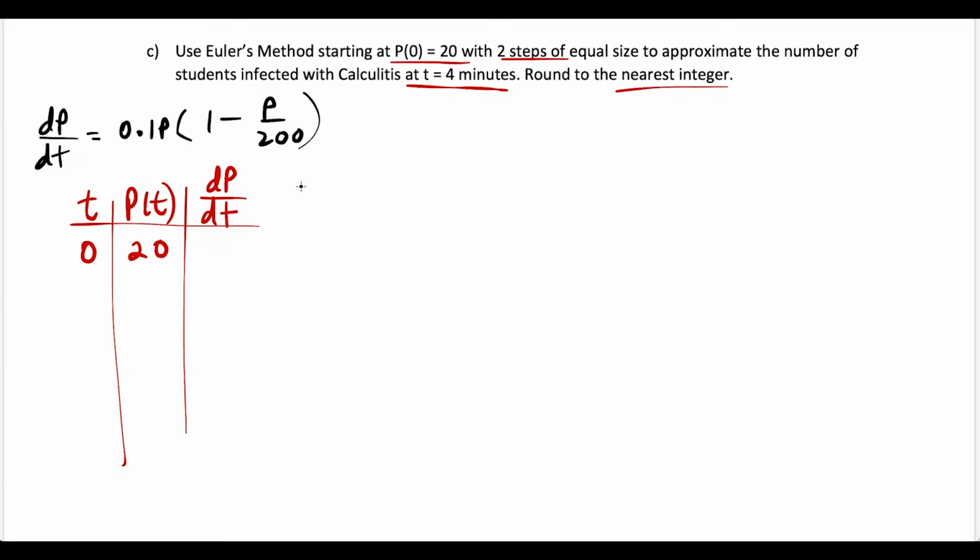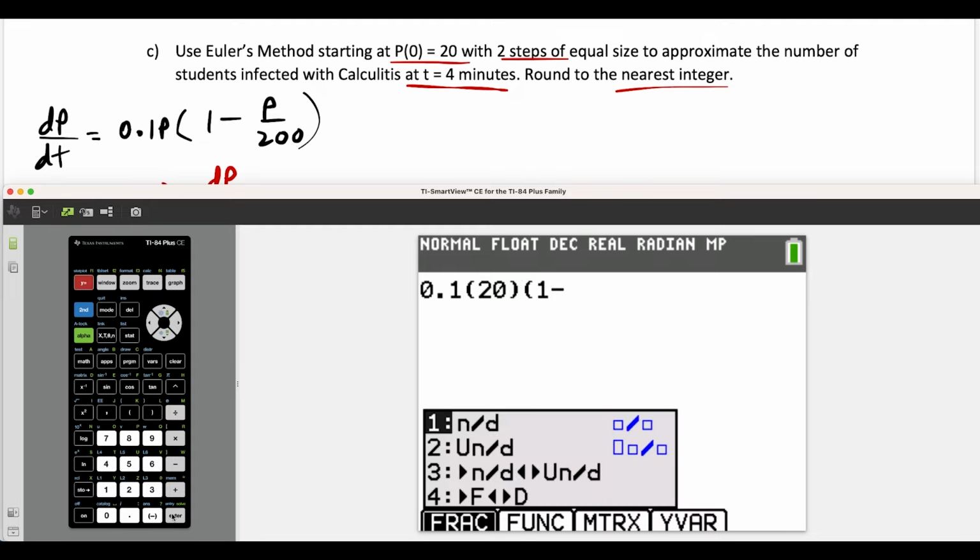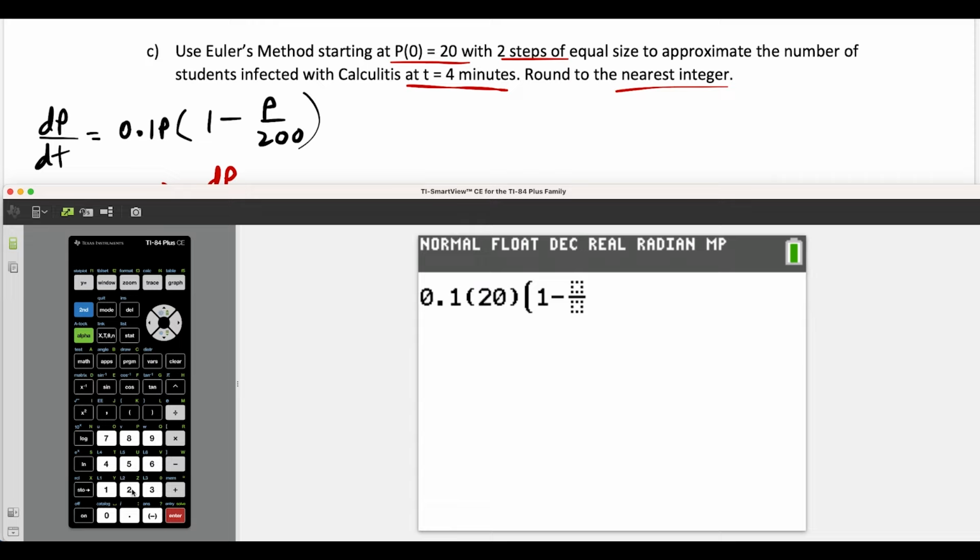So I'm going to use the calculator to find dp over dt at p equals 20. We have 0.1, and we're going to multiply by 20 because we're plugging in p equals 20 first. Then in parentheses, 1 minus a fraction. If you struggle to type this in, just press alpha y equals enter to pull up a blank fraction. And p is still equal to 20, dividing by 200. Now we just go to the right, close this, and this is going to be our rate of change to start.